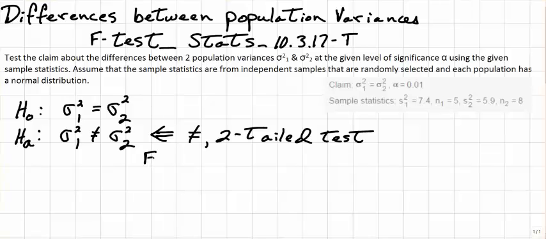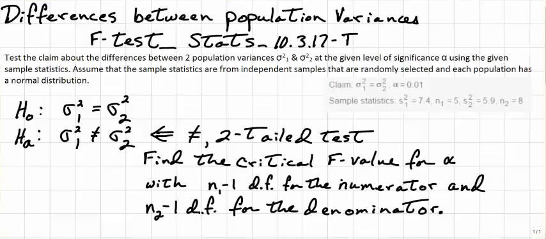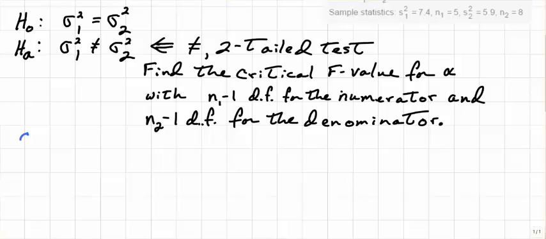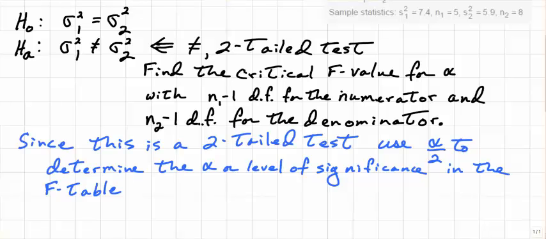find the critical F value. The critical F value for alpha with n sub 1 minus 1 degrees of freedom for the numerator and n sub 2 minus 1 degrees of freedom for the denominator. Since this is a two-tailed test, use alpha divided by 2 to determine the alpha or level of significance in the F table.